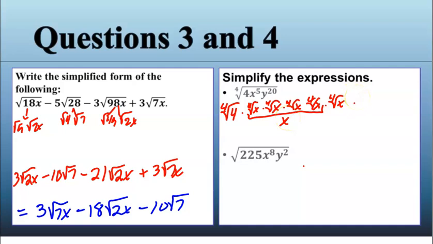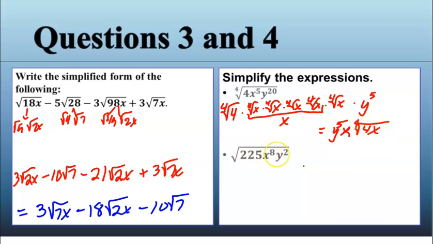And then the top part, or the fourth root of y to the 20th, that would be just y to the 5th, because I can take 20 divided by 4 gives you my 5. So our final answer would be y to the 5th times x times the fourth root of 4x.